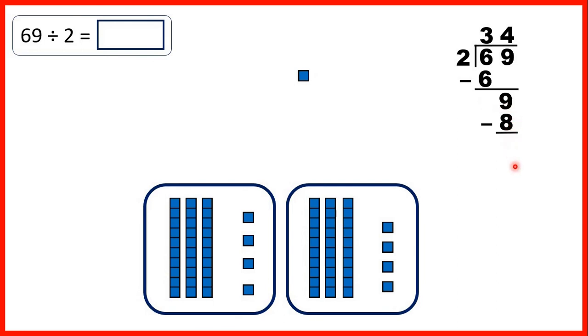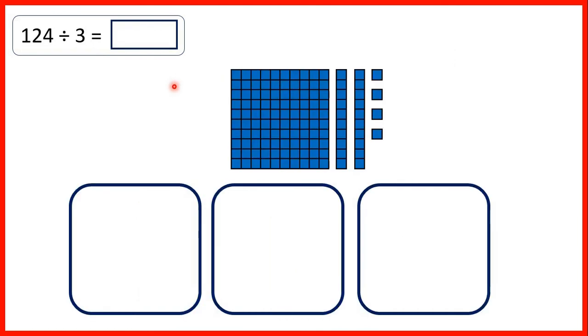9 minus 8 is 1, and that tells us that we have a remainder of 1. So our answer is 34 remainder 1. In each of our groups we have 3 tens and 4 ones, but then we have 1 remainder which we can't share out.